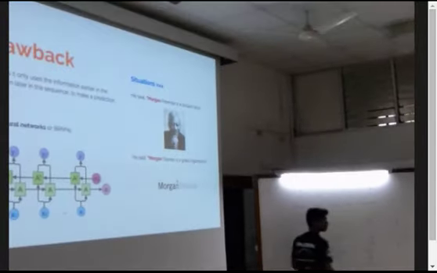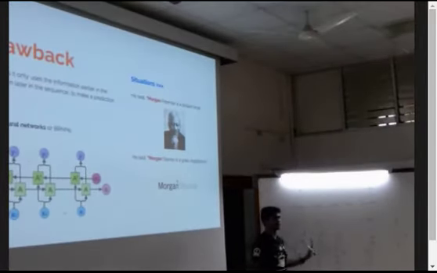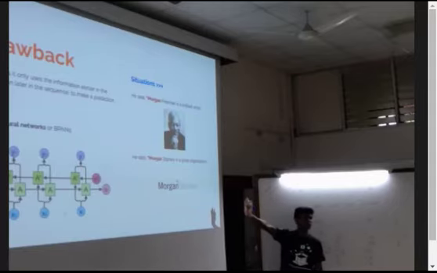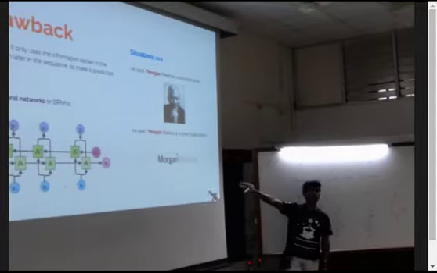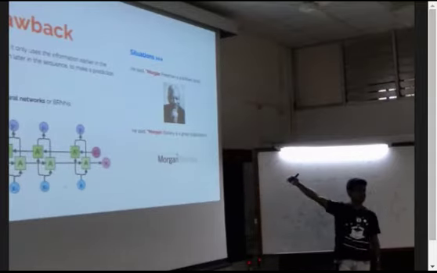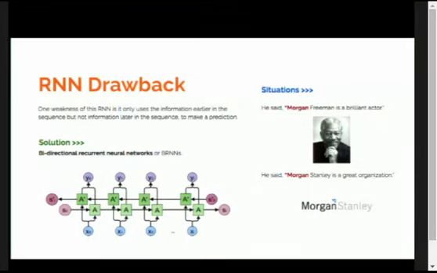But if you scan the data only from left to right, by the point when you come to Morgan, you have only seen two words, he and said. So there is no way to differentiate between these two sentences, although in the first sentence there's a name and in the second sentence it is not a name. But if you look at the second part of the sentence, Freeman is a brilliant actor and Stanley is a great organization, that gives a very nice hint that the second Morgan is probably not a name, whereas the first is a name. This kind of problem is there in the standard recurrent neural network.